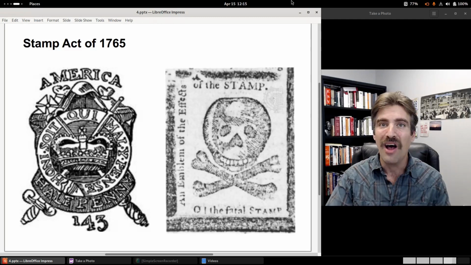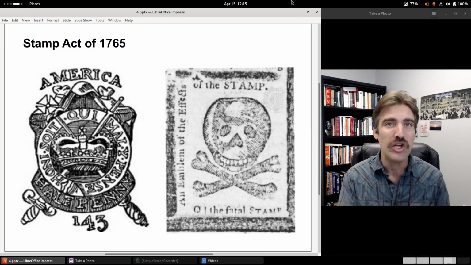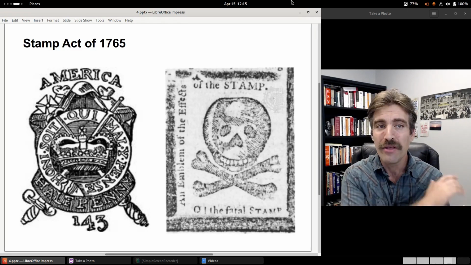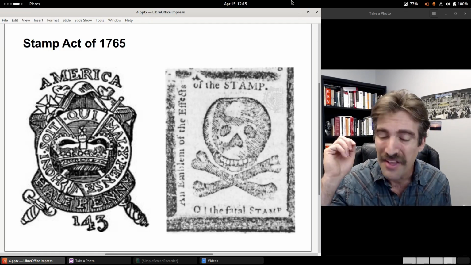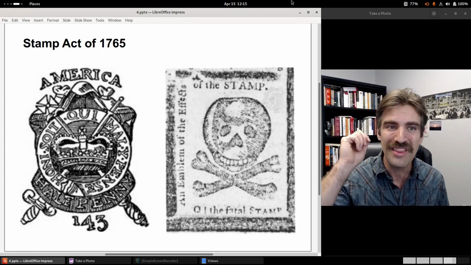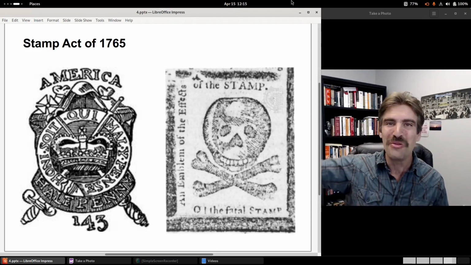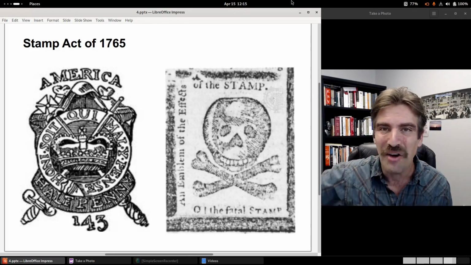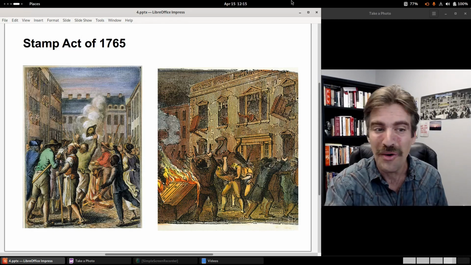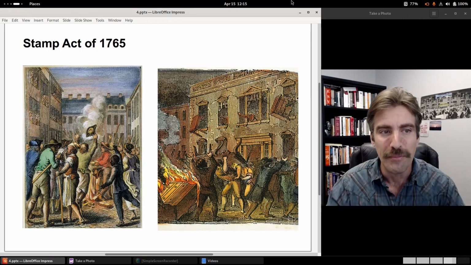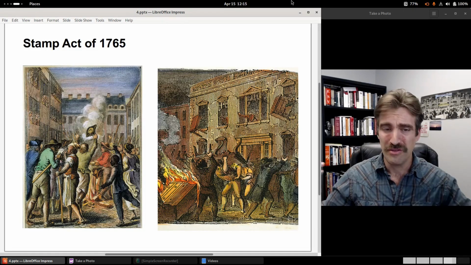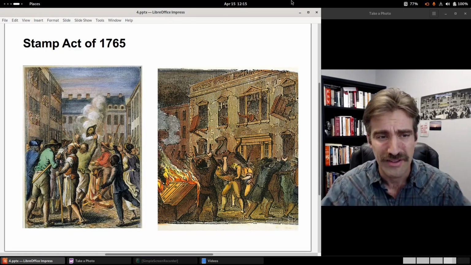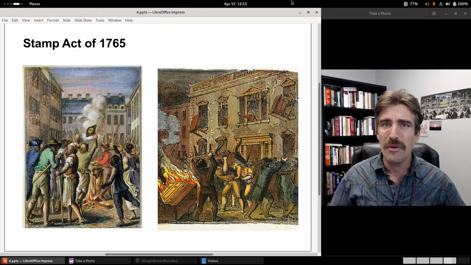Why? Because the colonists had no representation in Parliament. This was taxation without representation, and they responded with utter outrage. If you know anything about the history: mobs, violence. The governor of Massachusetts, the governor's mansion was ransacked. What was the big deal?